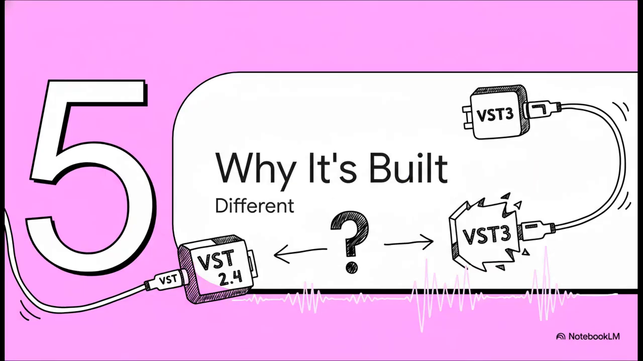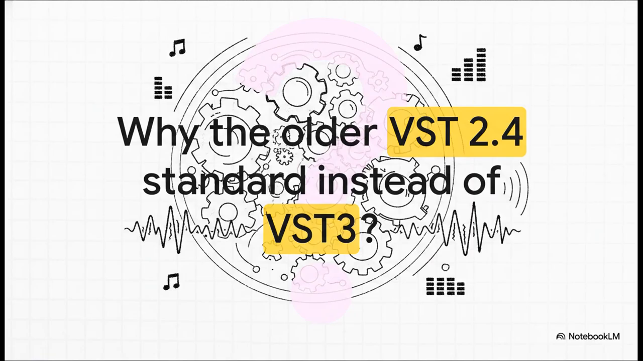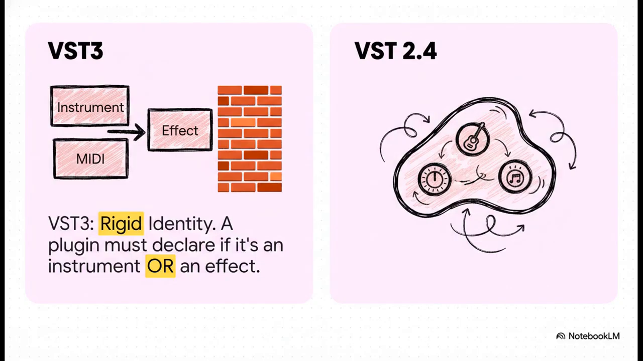Okay, so at this point, some of you might be thinking, hang on, if this thing is so powerful, why is it using the older VST 2.4 standard and not the new, shiny VST 3? And that's a great question. Let's get into it. Well, the answer really goes right to the core of what Crescendo is all about. It really all boils down to one word: flexibility. See, the newer VST 3 standard is pretty strict. It makes a plugin choose its identity right at the start. It has to say, I am an instrument or I am an effect. You have to pick one.